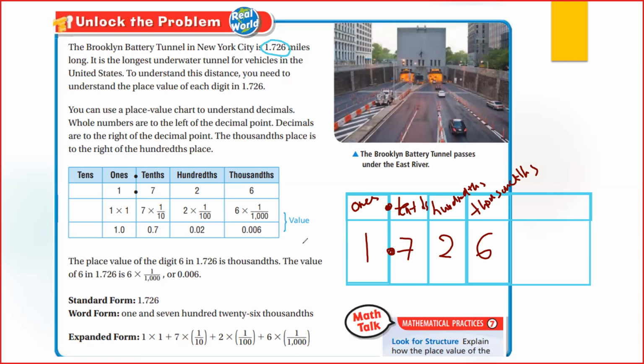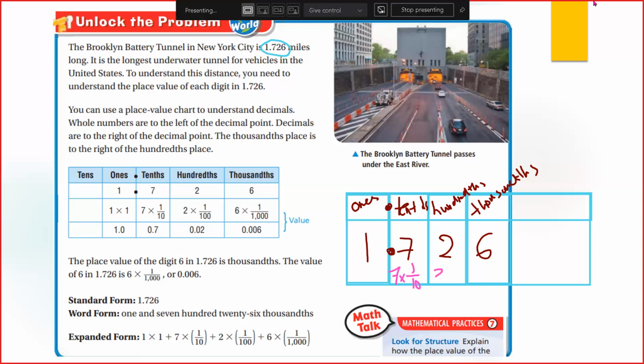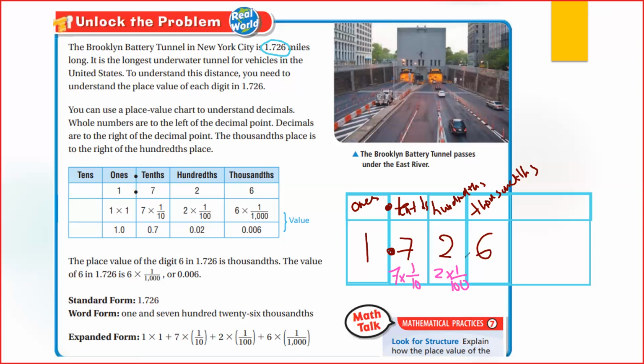No need. So here I have 1 and 7 tenths, 2 hundredths, 6 thousandths. This one, 1, it means 1. 7 tenths, how can I say 7 tenths? It means 7 times 1/10, because I said 7 tenths. And 2 hundredths, it's 2 times 1/100, because I say hundredths. So its value is 2 times 1/100. And 6 thousandths, its value is 6 times 1/1000.